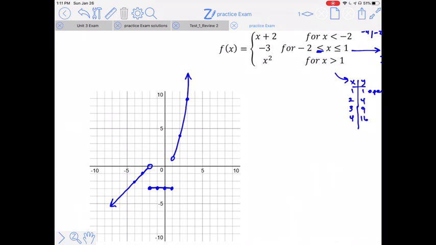Some things to pay attention to, some common mistakes I've seen, is having too many closed-in circles. For example, if that was a closed-in circle right there, then this graph wouldn't pass the vertical line test, meaning it wouldn't be a function. So pay attention to that. These are still functions, so they have to pass the vertical line test.